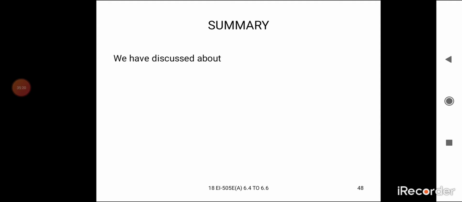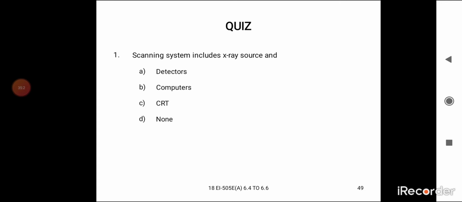Summary: we discussed various system components. A scanning system includes X-ray source and detectors. Quiz: options are detectors, computers, CRT, none. The answer is A, detectors.